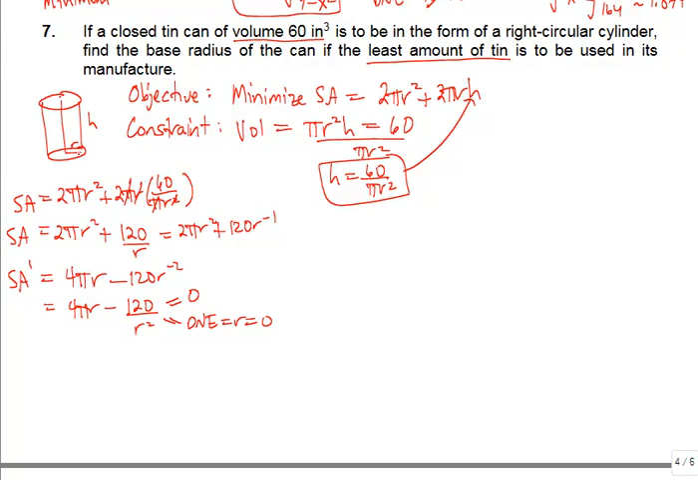But if the radius is 0, we won't have a can. So that's not going to be feasible for this problem. So this can become 0 if we take our 4 pi r minus 120 over r squared and set it to 0. I'm going to add that fraction over to the other side, and I'm just going to cross multiply again. I'm just solving that proportion by multiplying across by r squared.